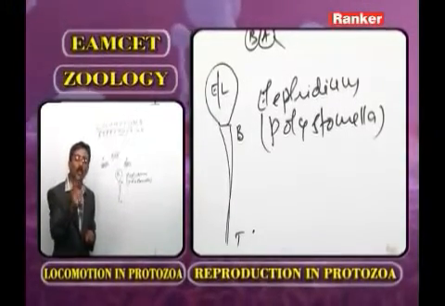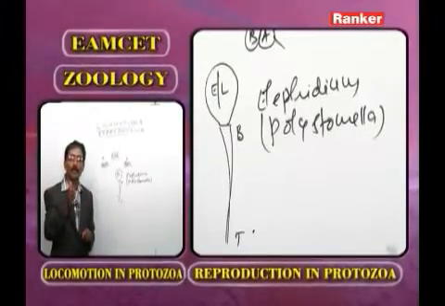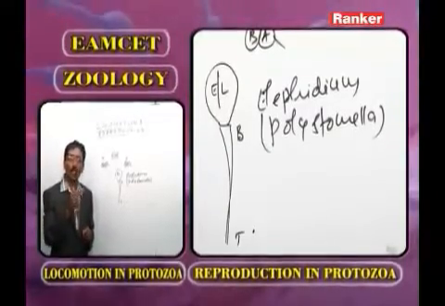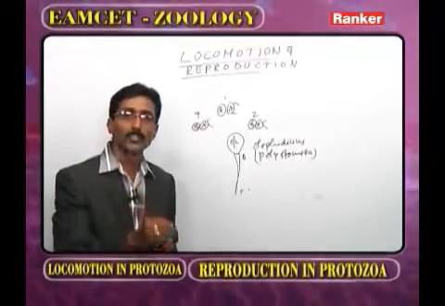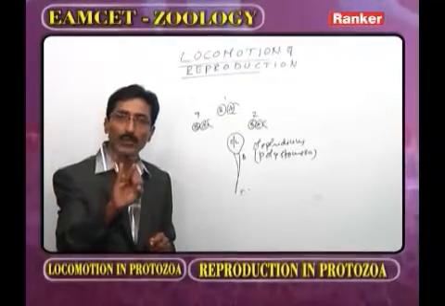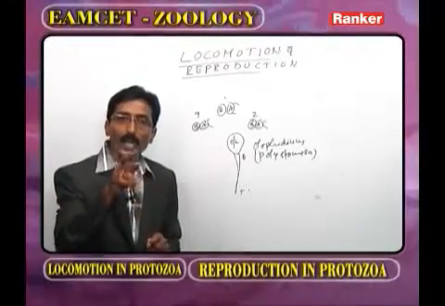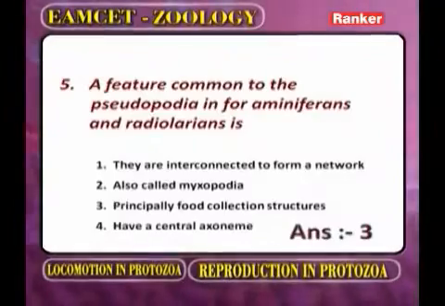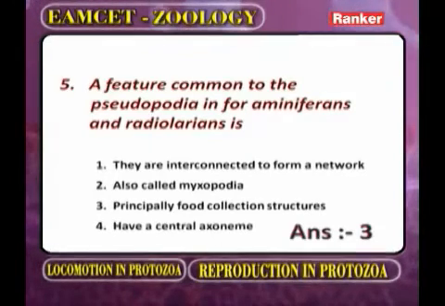The shell has minute pores. The shell is made by calcium carbonate. Now, in the Elphidium, what type of pseudopodia are present? Reticulopodia. Now, in Collozoan and in Actinophrys and Actinosphaerium, what type of pseudopodia are present? Axopodia. As we observe reticulopodia and axopodia, their primary function is food collection, secondary function is locomotion. In this aspect, both are common. Now, what are the options? They are interconnected to form a network like pseudopodia, also called myxopodia, primarily or principally food collection structure. So the third option is correct. Go for the next question.